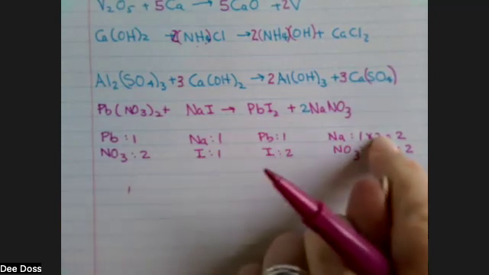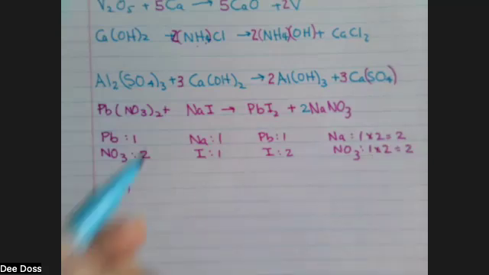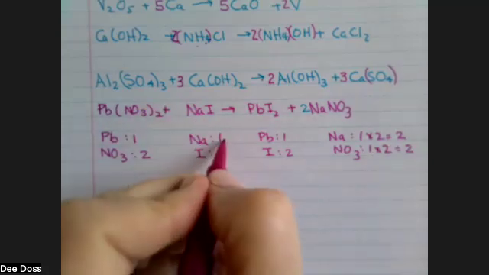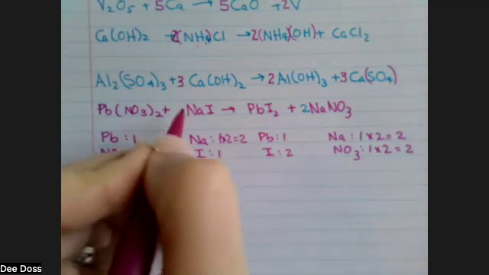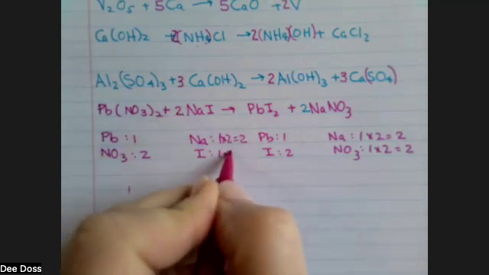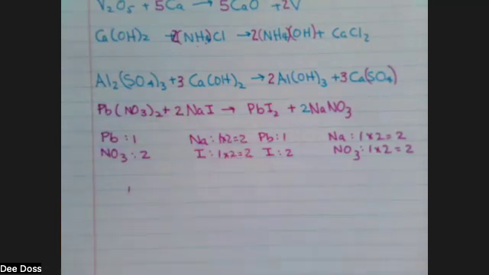I have one NA over here, but I have 2 over here, which means I have to multiply this by 2, which gives me 2. So I put a 2 here, and that means this is multiplied by 2, gives me 2.